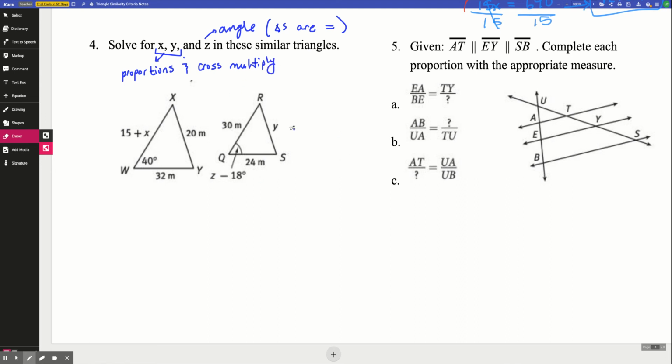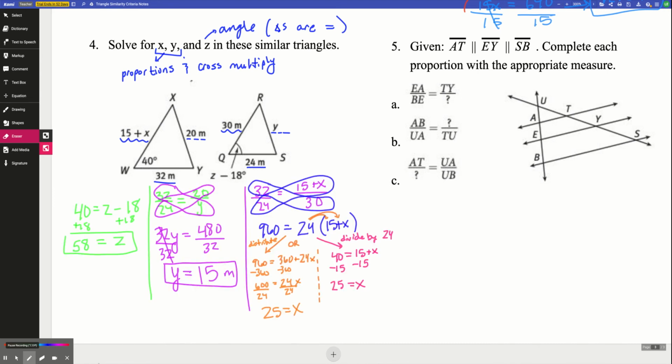Okay, we still have to match up our sides, right? And you can kind of see which sides match up here, right? The 32 goes with the 24, the 15 plus x goes with the 30, and the 20 goes with the y. Okay, so I would like you to pause the video, give this a try, see if you can solve these. X is the most difficult one to find, so you may want to work backwards and find Z first, then Y, then X. So pause the video, give this a try, and then check back with me to see how you did. All right, folks, so here is the solution for X, Y, and Z.